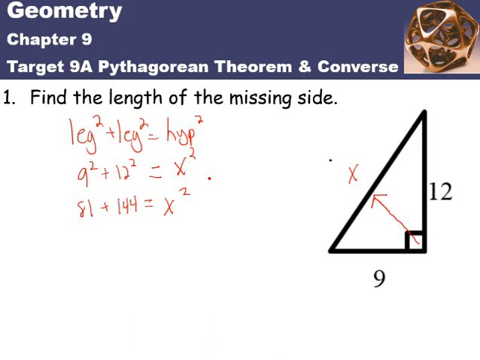So now I'm going to grab out my calculator. And I'm going to add 81 and 144. 81 and 144 is 225, so 225 equals x squared. I'm going to take the square root of both sides, and I get x is 15, because the square root of 225 is 15.